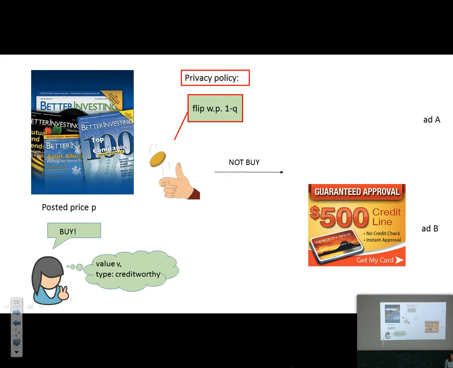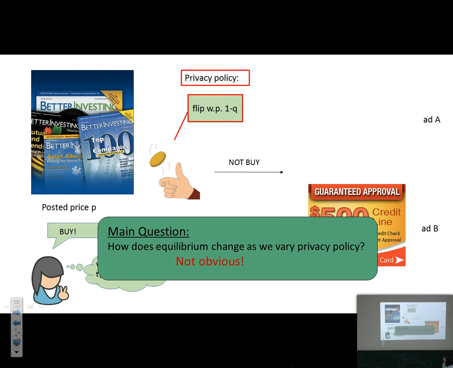I'm going to talk about the privacy policy of this game, which here means what's the probability that we flip this bit. We're going to flip it with probability 1 minus Q. And we'll talk about how the equilibrium of this game changes as we vary this privacy policy, or as we change Q. And I hope to convince you that it's not at all obvious how this changes.